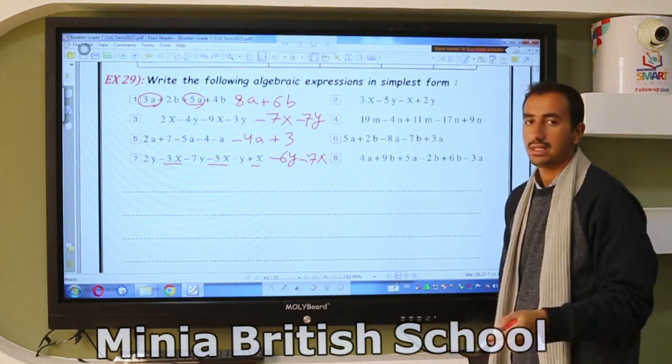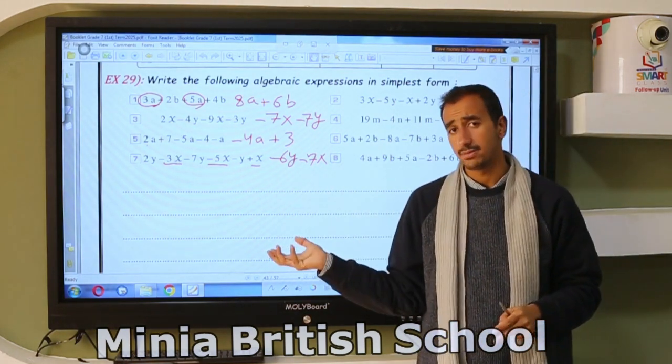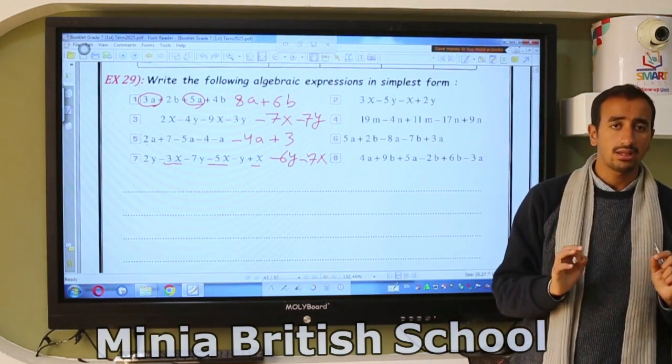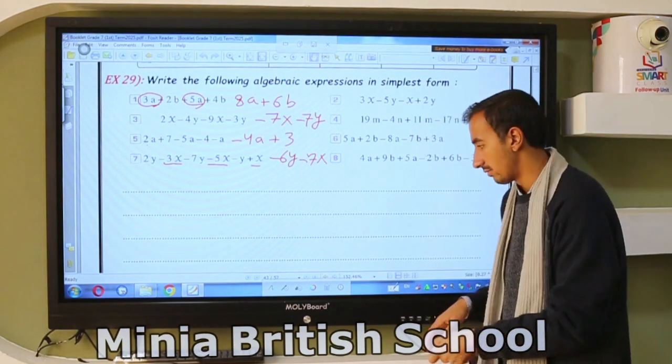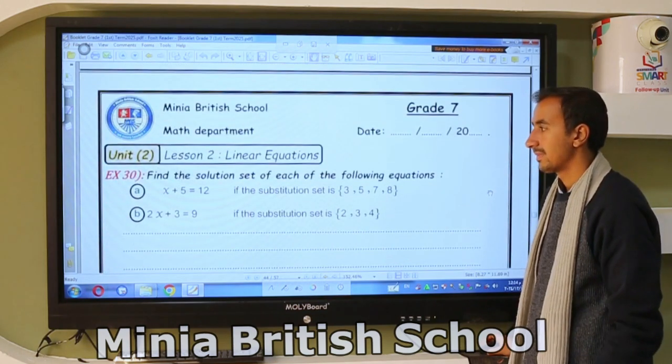And the same for like terms, to make it in the simplest form. When you make the simplest form for the expression, add the like terms together. Be careful with the sign of each term.